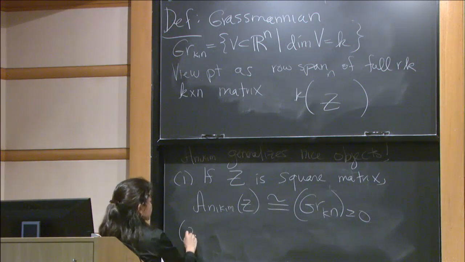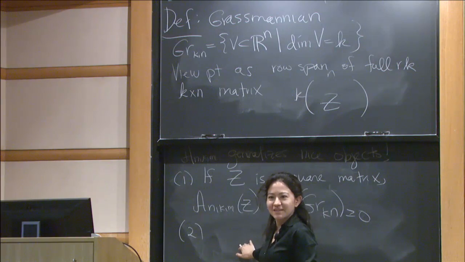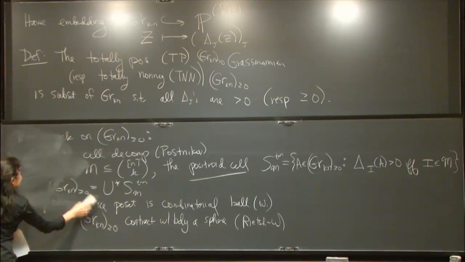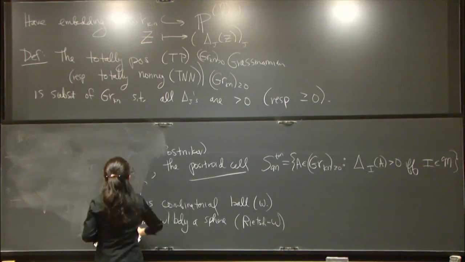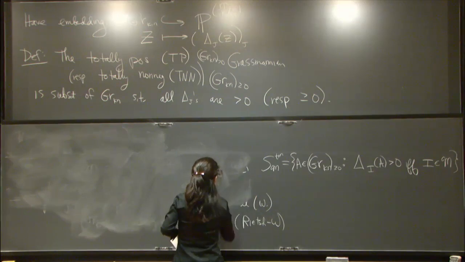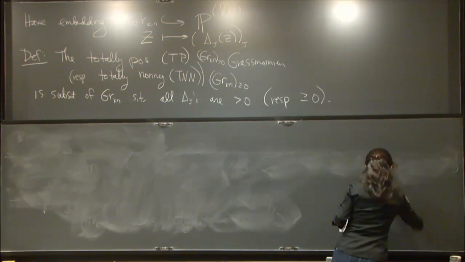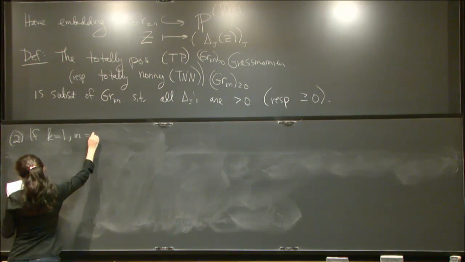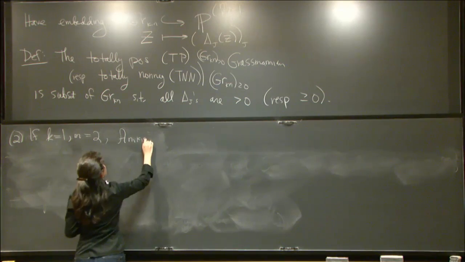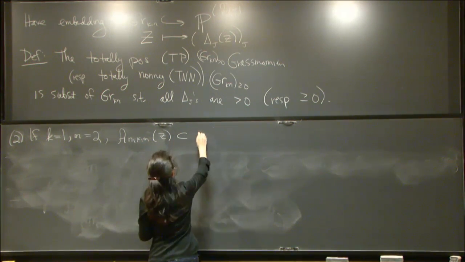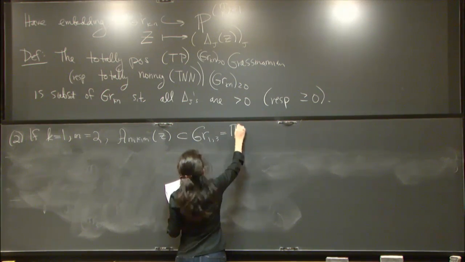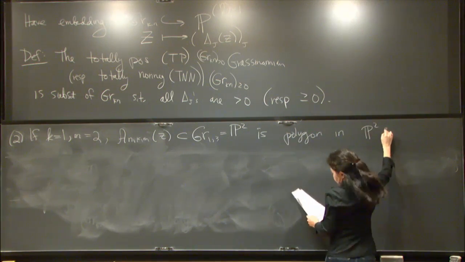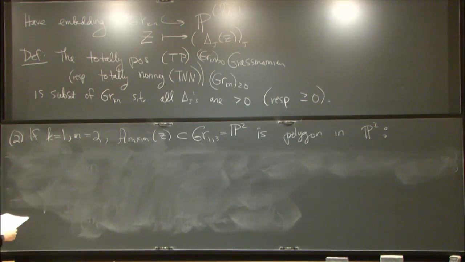Now second, if k is 1 and m is 2, then this amplituhedron is a subset of Gr_{1,3}, which is P^2, and what we get is a polygon in projective space. So let me just go through the calculation.